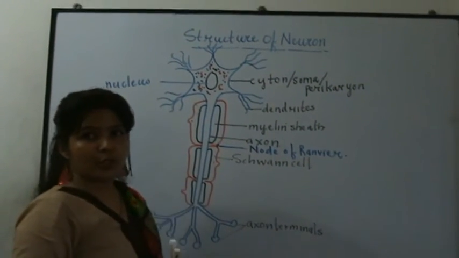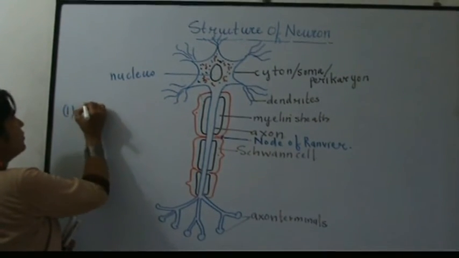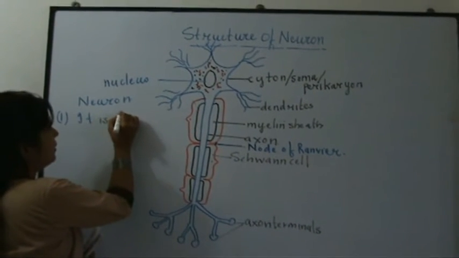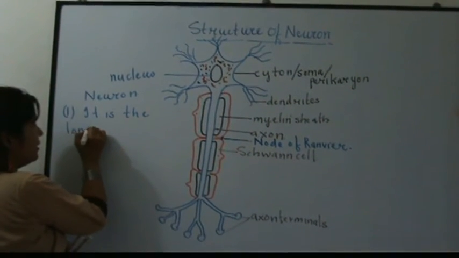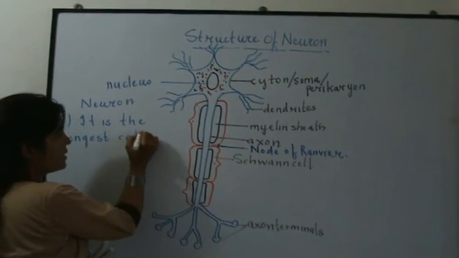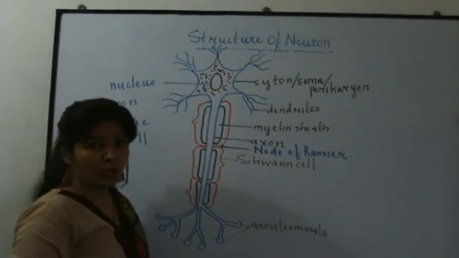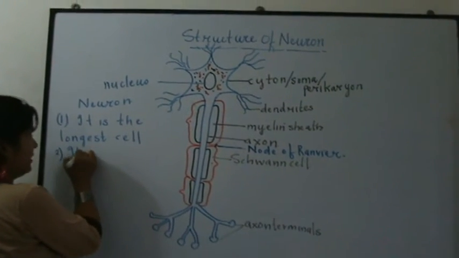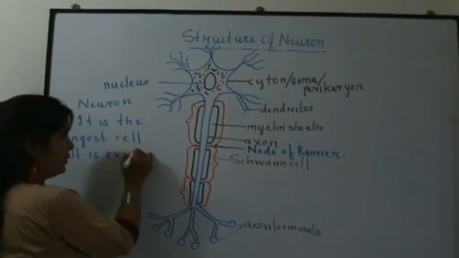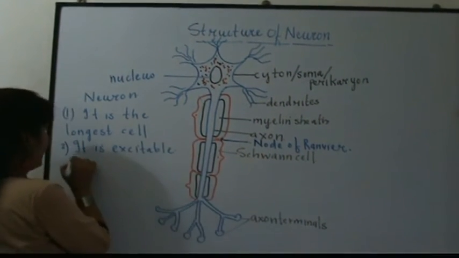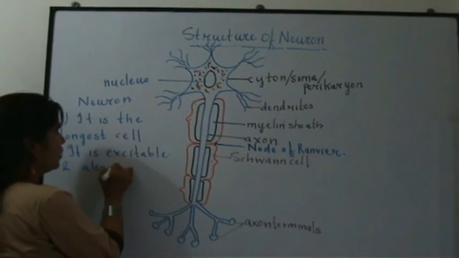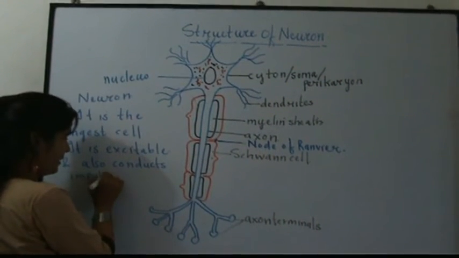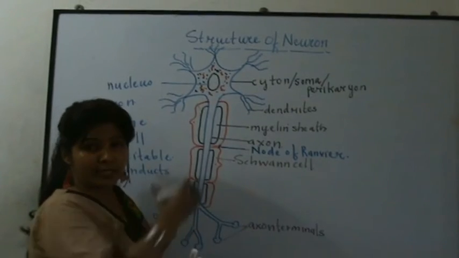Now we write certain characters of neuron. Neuron or a nerve cell is the longest cell of the human body. The axon happens to be very long, a meter or few meters long. Second, it is excitable and also conducts impulses. It gets excited, it can be stimulated, and it conducts impulses along it.